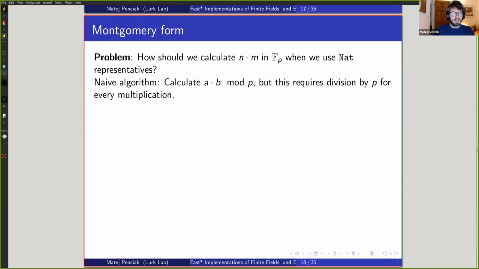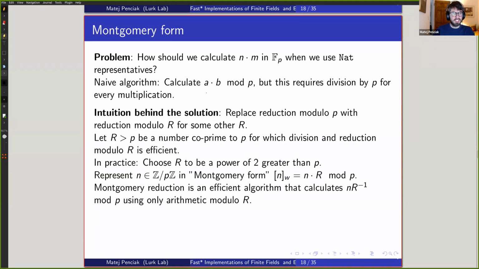And the solution to this, or the intuition behind the solution, is that you replace reduction modulo P with reduction modulo R for some other R. And so in practice, what you do is you choose some R that's bigger than P, coprime, where division and reduction modulo R is efficient. And in practice, really what you want to do is choose R to be some power of 2 that's greater than P.